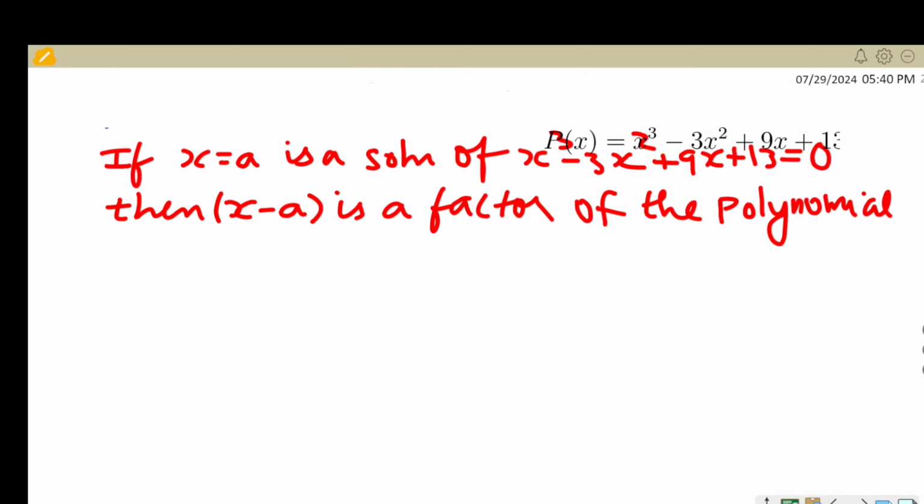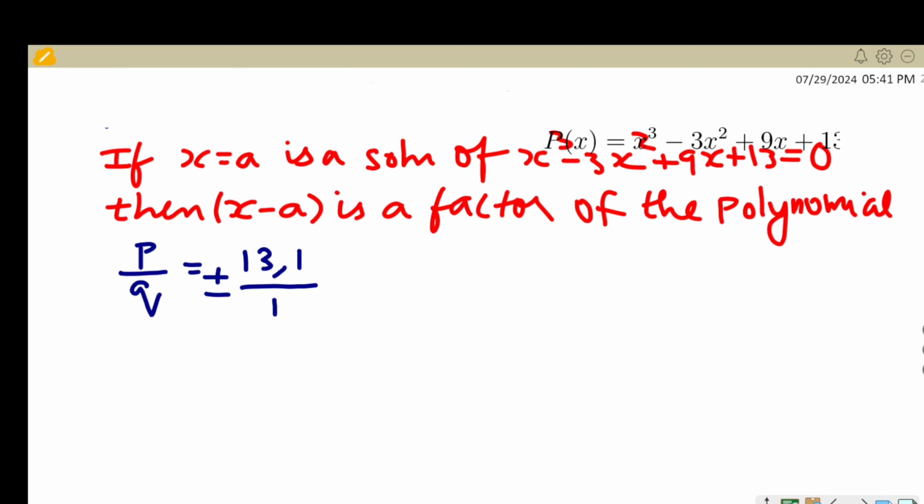We have p of x equal to x cube minus 3x square plus 9x plus 13. So the coefficients of p of x are integers. P is a factor of the constant term a0. Q is a factor of the first term, which is an. Here a0 is 13. So the factors of 13 are 13 and 1. Factors of q, that is factors of 1, is 1. We consider both positive and negative factors.